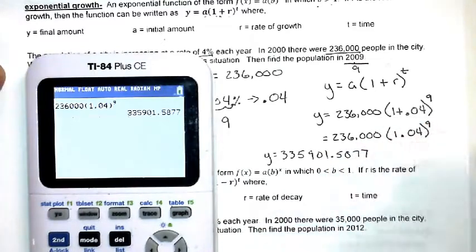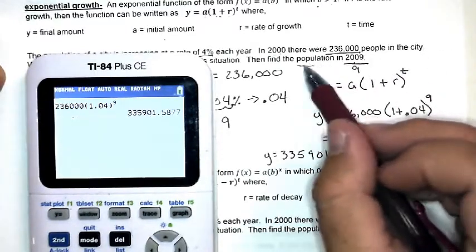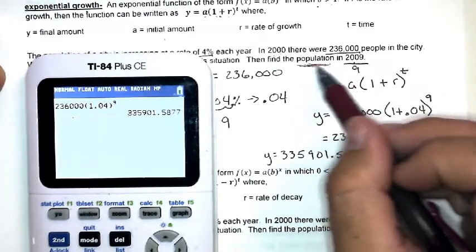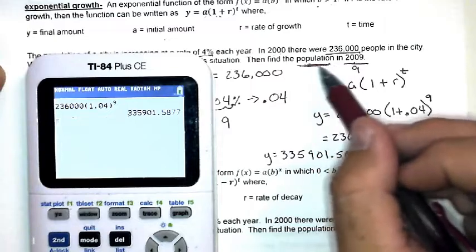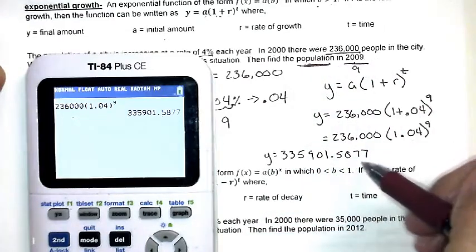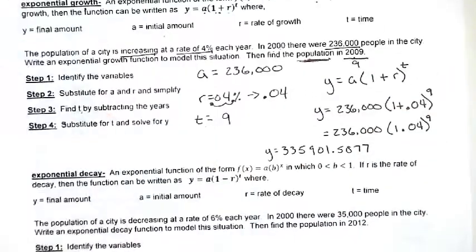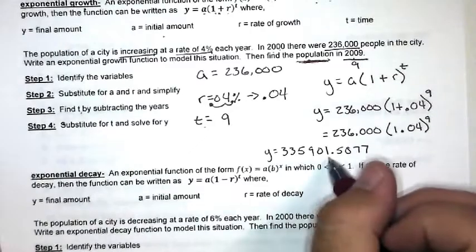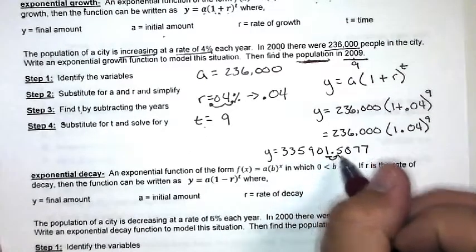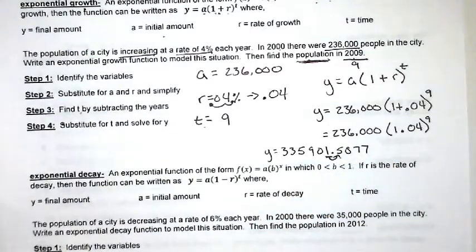Now, can I ask you something? We're trying to find a what? Population. Population is people. Can I have 0.5877 of a person? No. So I must round to the whole number, because we're talking about whole people. Okay?